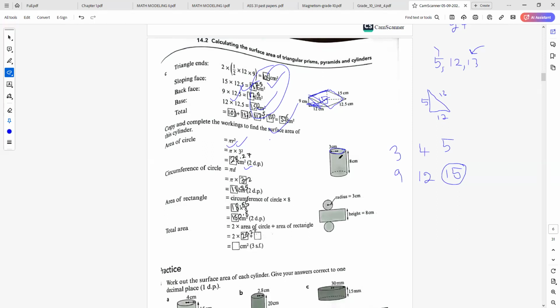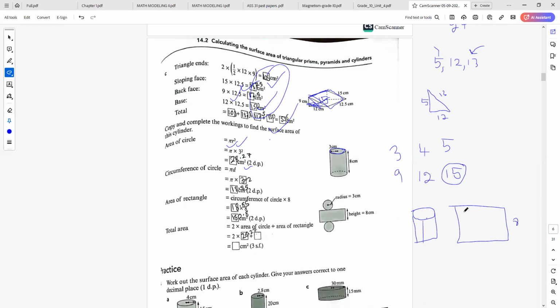We need the circumference of a circle. Now, if I remove these two circular faces, this will appear like this. If you assume this is a cardboard folded into a circular shape, and I cut along this axis, I will obtain a rectangle like this. If this is 8 centimeter, this is 8 centimeter.